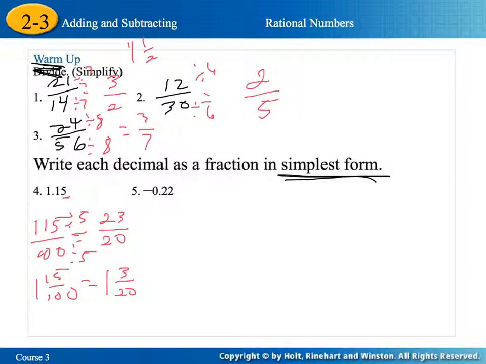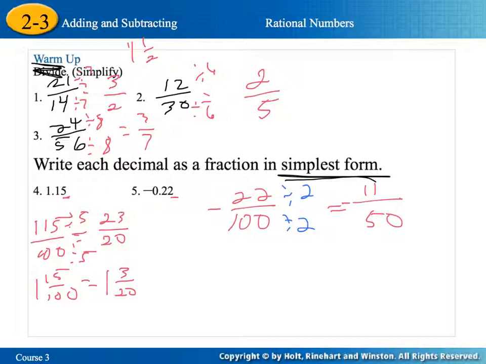Number 5, a negative 0.22. What place value is that last 2 in? Hundredths, so it's a negative 22 over 100. We can divide this and break it down. Again, divide by 2 here, and when we divide by 2, we get 11 over 50. But don't forget that it is negative. Negative 11 over 50, because that negative still stays in there.